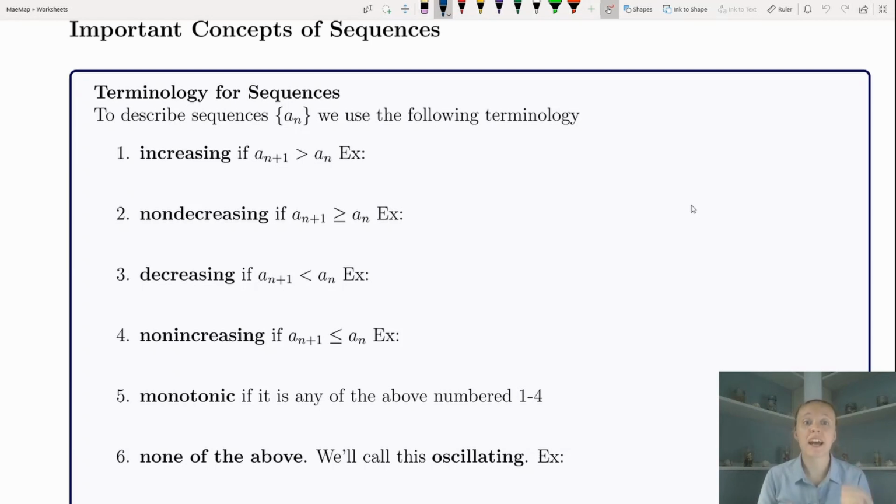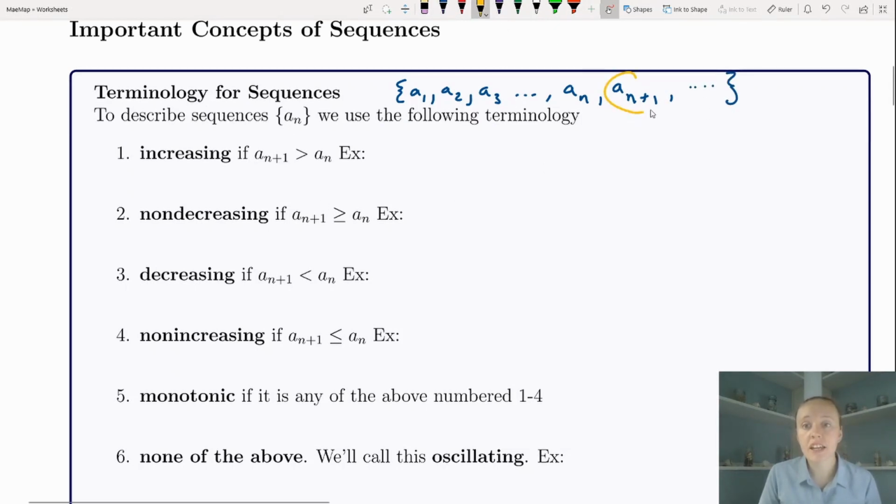Increasing, meaning that a sub n plus 1 is greater than a sub n. So if we were to write out a sequence, a sub 1, a sub 2, a sub 3, continuing, then we'll have some a sub n. After a sub n comes a sub n plus 1, and that continues on. So when we're talking about increasing, this a sub n plus 1 term is bigger than a sub n. So let's try to make up a sequence that follows that rule.